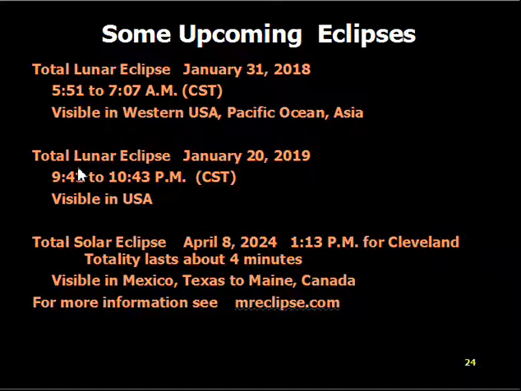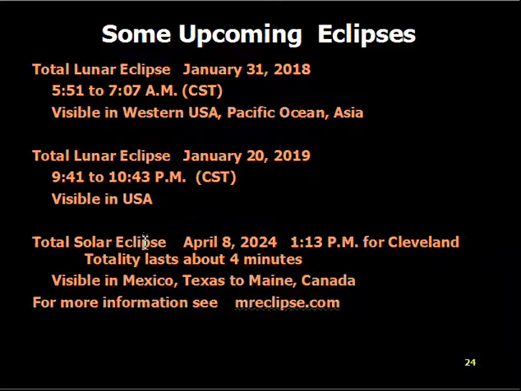In the future, total lunar eclipse. And if you live in the western United States, you'll be able to see this. January 31st, 2018, early in the morning. And then this is just as the moon is about to set. And then total lunar eclipse, January 20th, 2019. That's better for everybody in the United States. It's also at a more reasonable time, 9:41 Central Time, p.m., visible all across the United States.